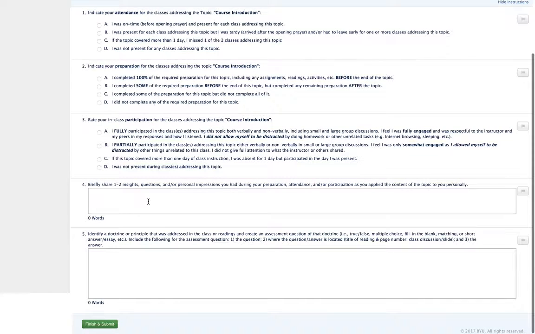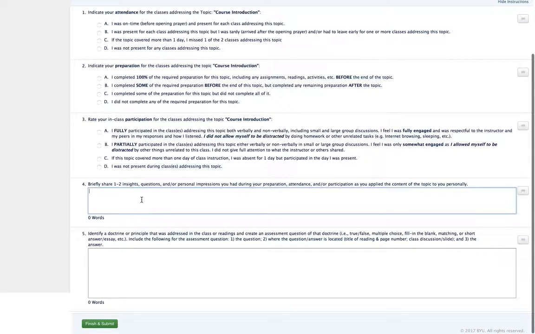The fourth one is one that I enjoy the most. This is where you're able to indicate any questions or personal impressions that you had during your preparation or participation in that particular topic. If you heard something by me or a peer and that was insightful to you, then this is a place for you to indicate that. If you have questions or concerns, this is where you might indicate that. The same goes for those readings that you do, of any impressions or questions that might come up as you complete your readings.